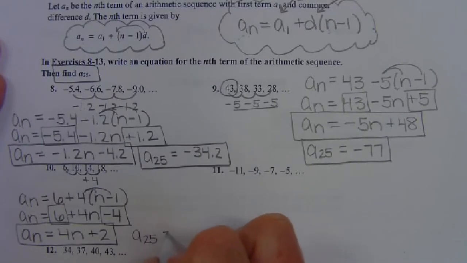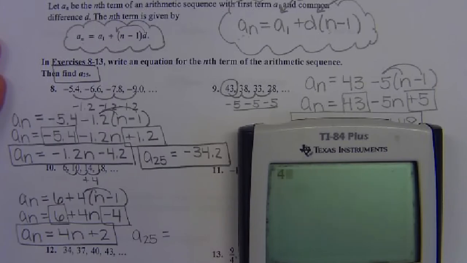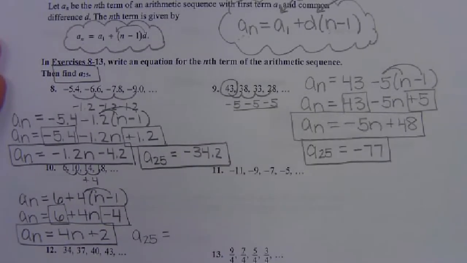To then get my 25th term, I go back. I plug in 25 for my n. 4 times 25 plus 2, and I get 102.